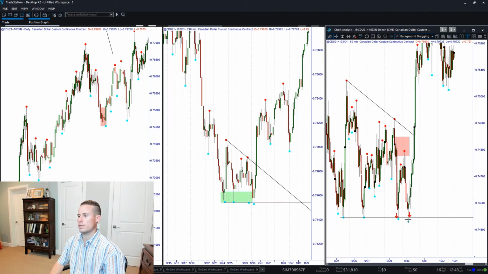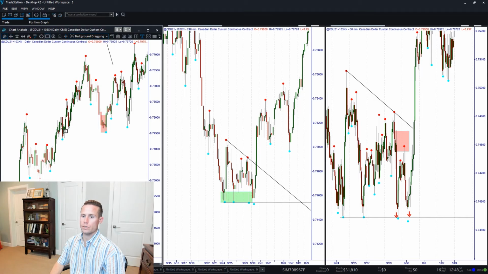You don't want to short the breakdown. You don't want to sell low. You want to buy low. And in fact, that's an area of demand. That's where you want to be buying to the upside if you didn't catch this cup and handle. That's where you want to be buying.